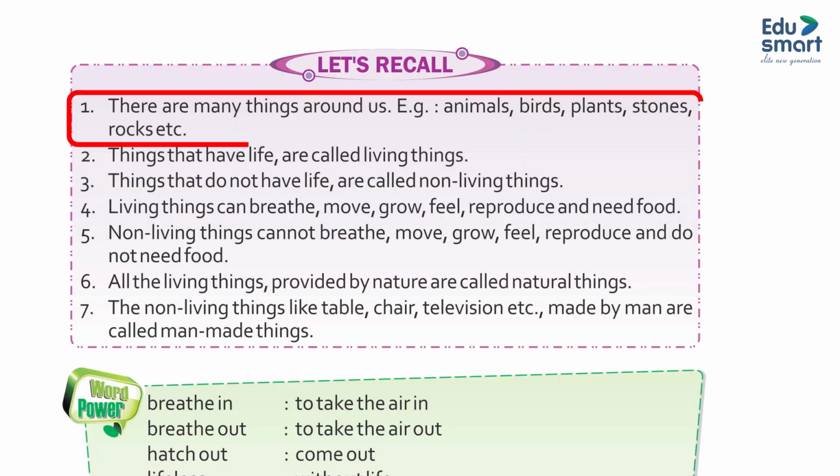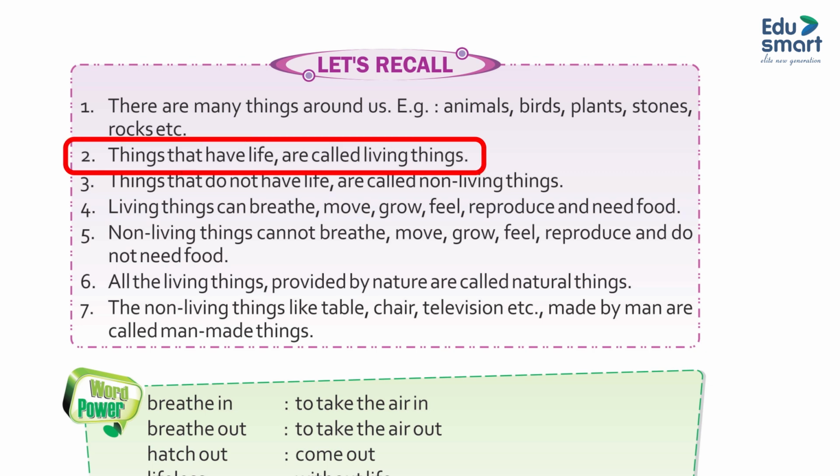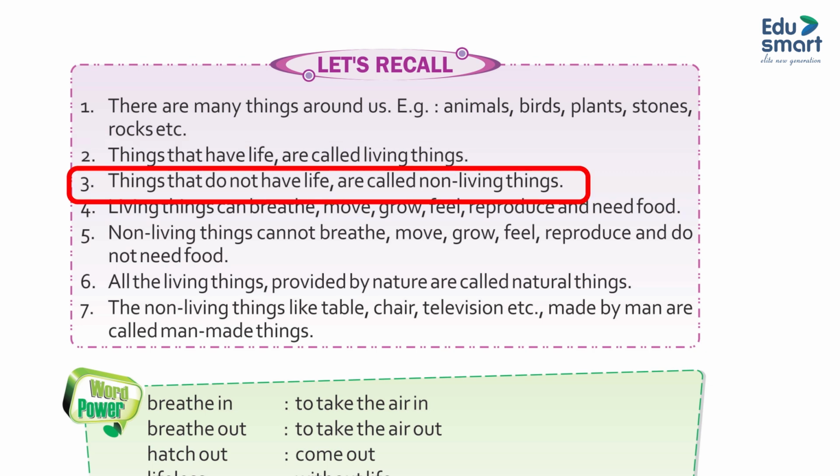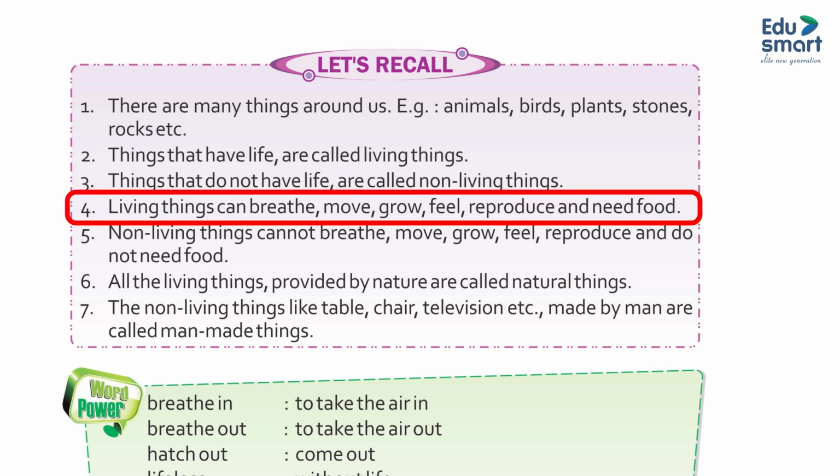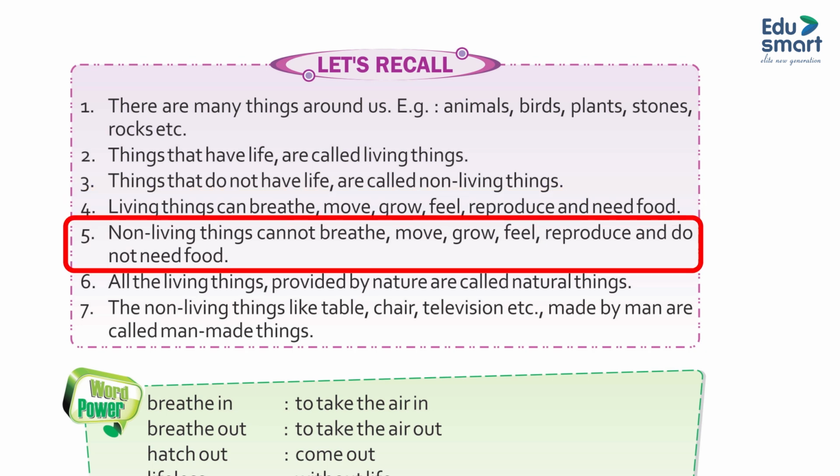Let's recall. 1. There are many things around us. Example: animals, birds, plants, stones, rocks, etc. 2. Things that have life are called living things. 3. Things that do not have life are called non-living things. 4. Living things can breathe, move, grow, feel, reproduce, and eat food. 5. Non-living things cannot breathe, move, grow, feel, or reproduce, and do not need food.